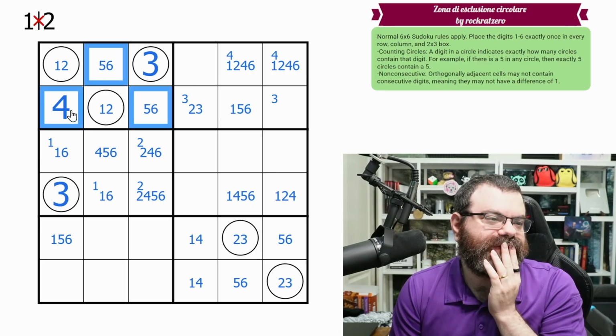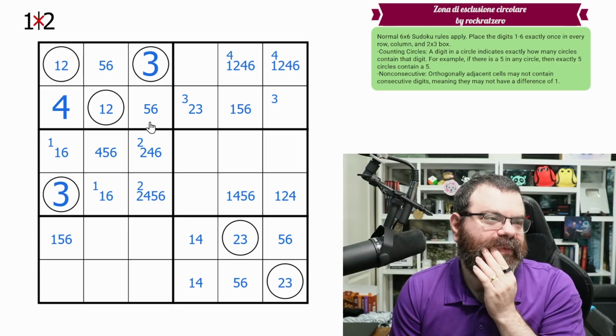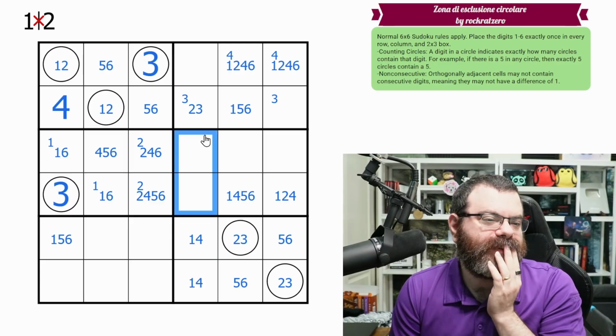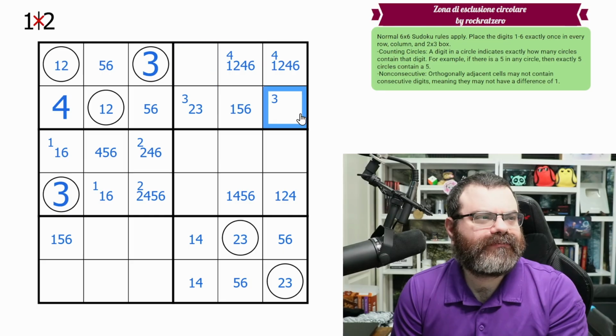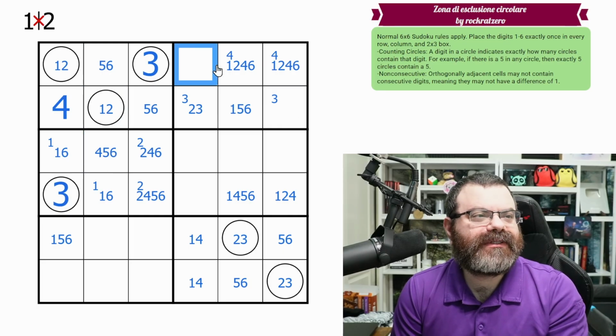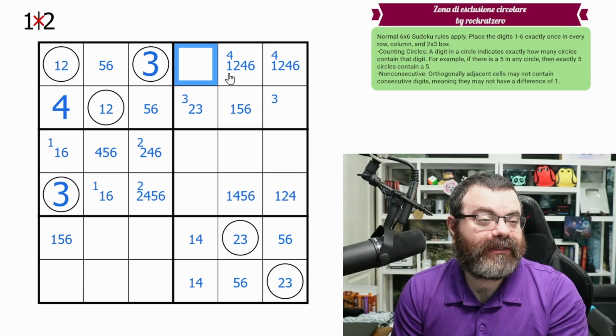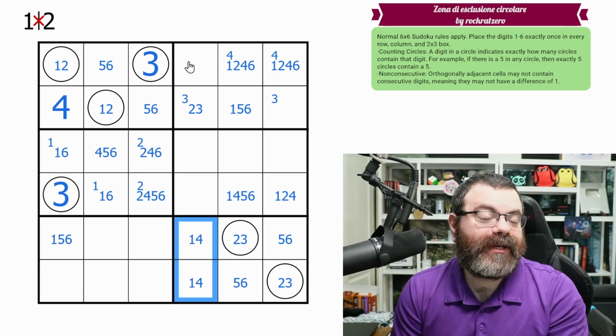Four, 5, 6. 1, 4 pair. Why am I not seeing what to do? This cell here can't be 4. We already know that. I mean, the 1, 4 pair already told us that.